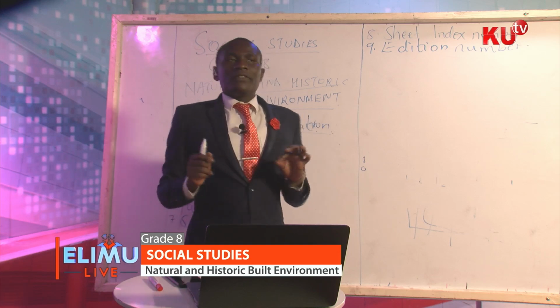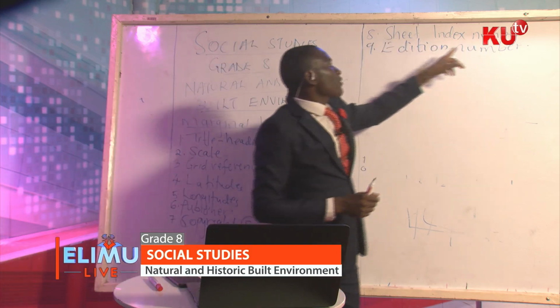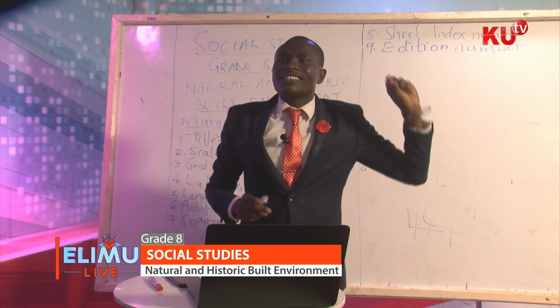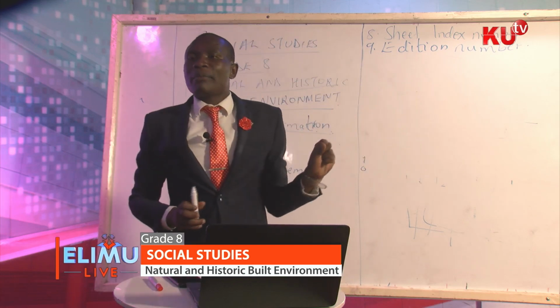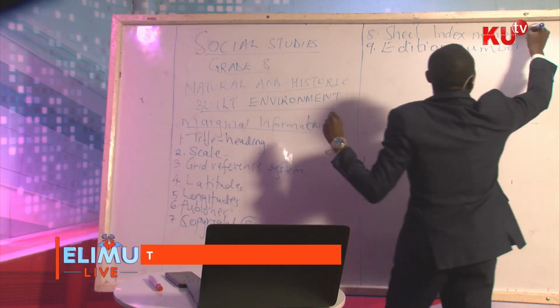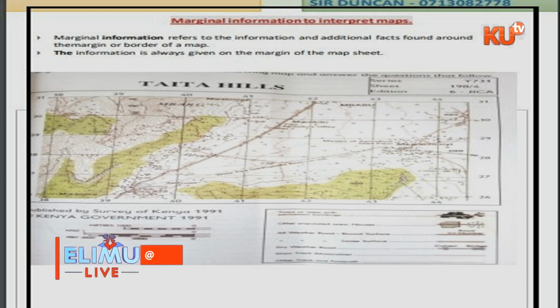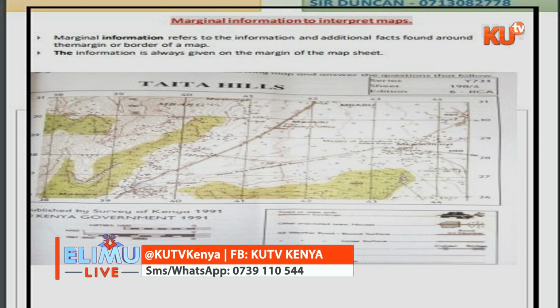The sheet index number and the edition number are always at the top right hand corner of the map, and they are always either in a circle or in a rectangle. You can see there we have the edition, the sheet number, and the sheet series. All of them are on the same page.